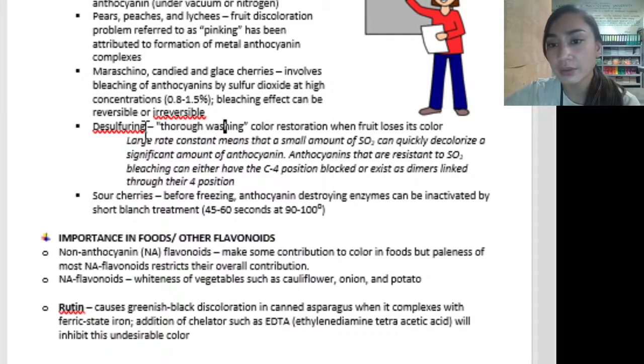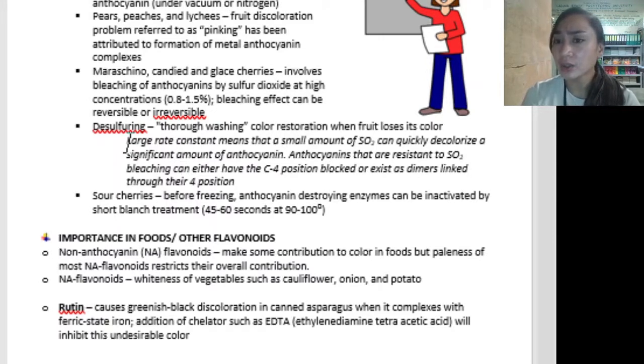We also have the process called desulfuring. When we say desulfuring, ito ay nagkakaroon ng thorough washing kung saan there is a color restoration when fruit loses its color. So, tandaan nyo tong desulfuring na term, ha?